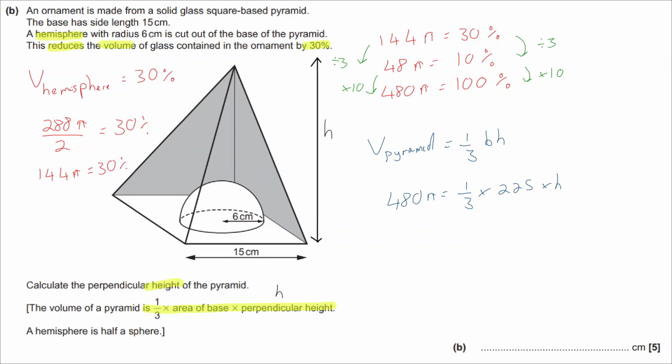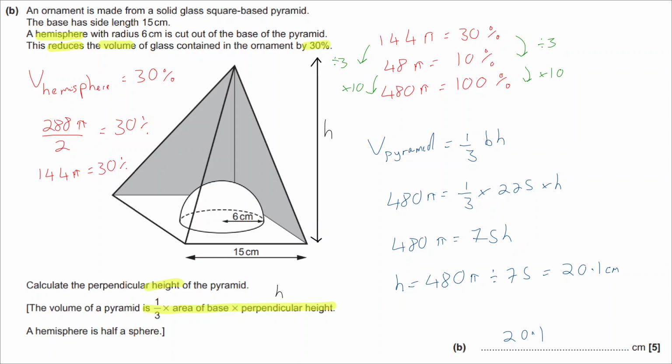Now, that's going to give you 480 pi is equal to a third of 225. We'll simplify, will it? Oh, it does 75 times the height. Now, to get the height, I can just do 480 pi divided by 75, and that should give me, hopefully, the height. So 480 pi divided by 75 gives me 20.1. Okay, so 20.1, and it's going to be in centimeters for a height, a length. 20.1 is the answer. Good.